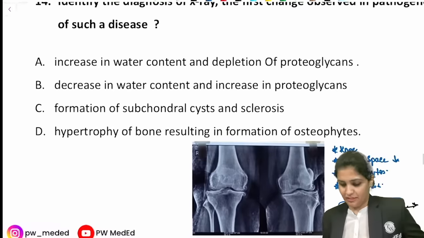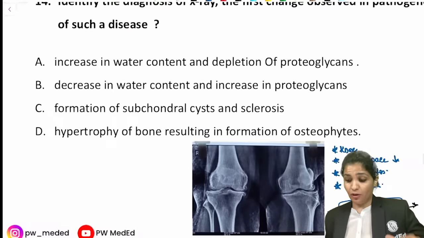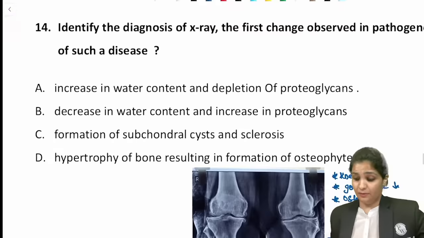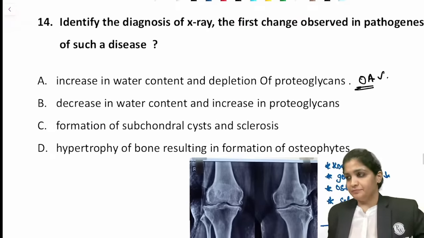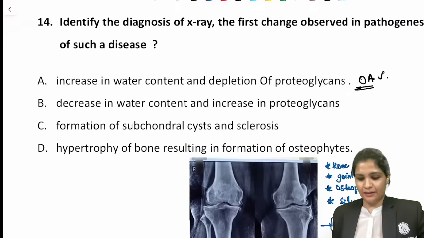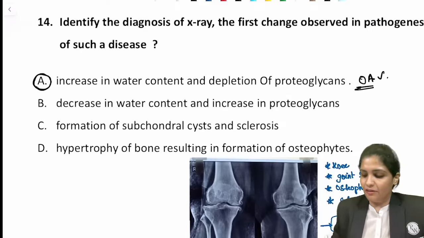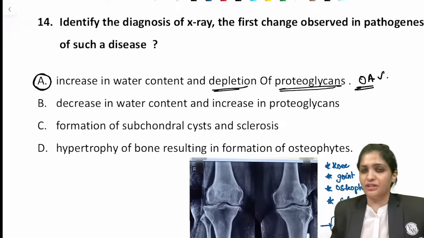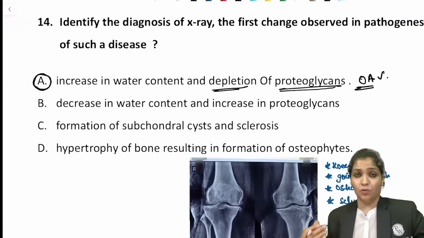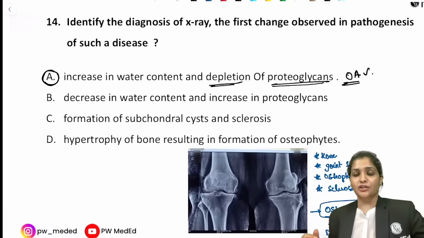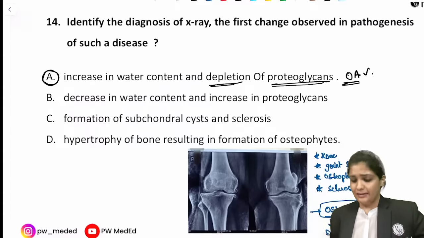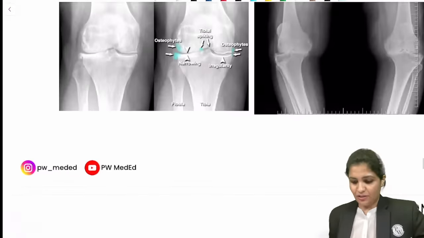Now coming to the answer of this, so what will happen in this? I've already told you the proteoglycans are important. So the first change observed in the pathogenesis of osteoarthritis is an increase in water content, and there will be depletion of proteoglycans. Usually students tend to think that there will be a decrease in water content and increase in proteoglycans, but there will be an increase in water content and depletion of proteoglycans. Proteoglycans are mainly useful for making the synovial fluid viscous, right? So hence there is depletion of proteoglycans. So that is of osteoarthritis.